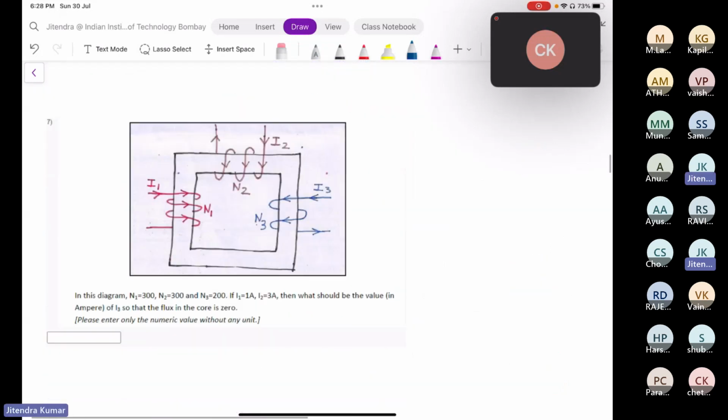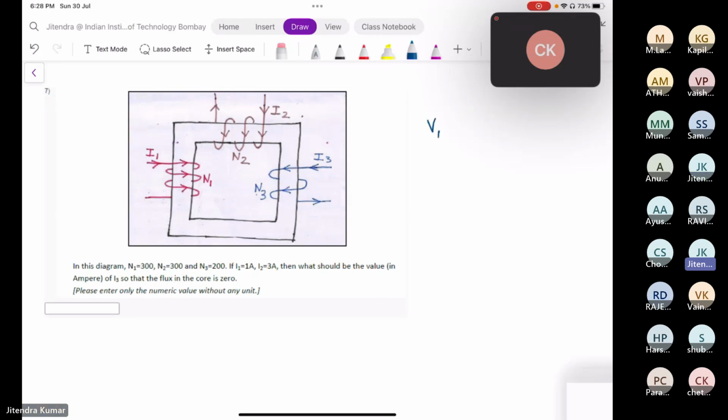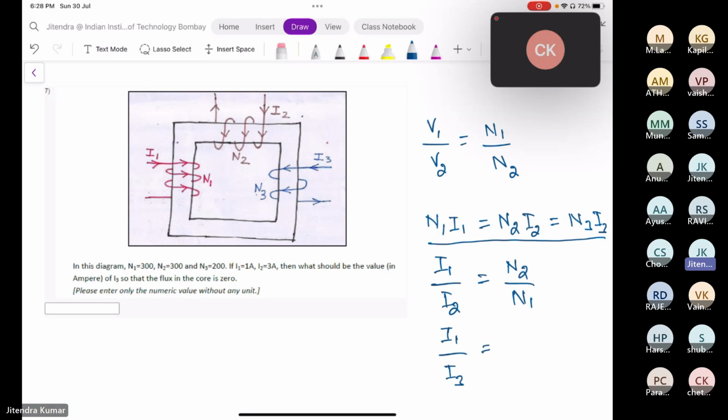Okay, so I am moving on to the next problem. It is again a similar problem, but here in place of voltage, we are given the current. So we have to take care of MMF balance or power balance, right? So here V1 by V2 is equal to N1 by N2 as we saw earlier. Now, in an ideal transformer, if you assume that MMF is balanced, then N1 I1 is equal to N2 I2 is equal to N3 I3. Okay. So now I1 by I2 becomes N2 by N1, and I1 by I3 becomes N3 by N1.